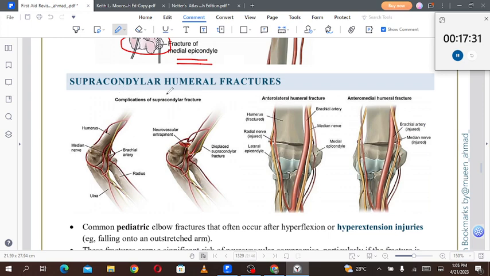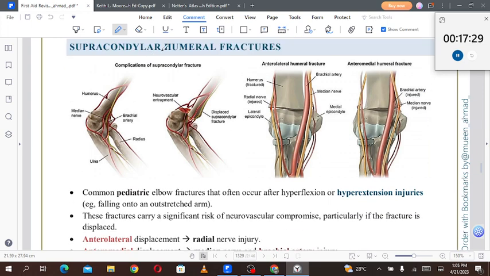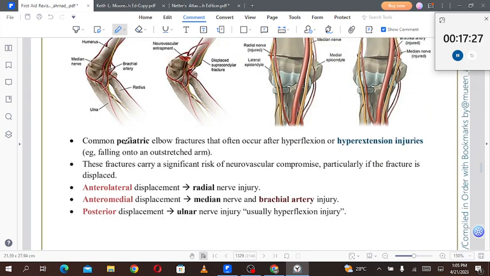So supracondylar humeral fractures are common pediatric elbow fractures that often occur after hyperflexion or hyperextension injuries, like falling on an outstretched arm. These fractures carry a significant risk of neurovascular compromise, particularly if the fracture is displaced. Anterolateral displacement causes radial nerve injury.